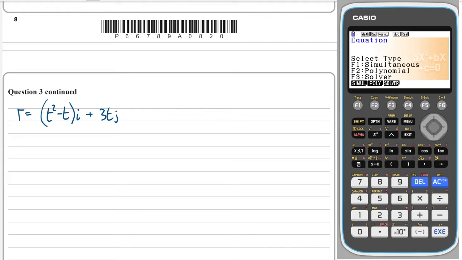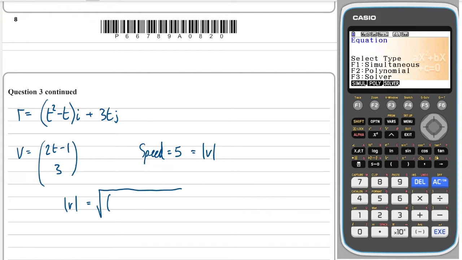So if I were to differentiate this, I would get the velocity. Differentiating the i is going to give me 2t minus 1, and differentiating the j is going to give me 3. So those are the two components of velocity, and I believe it said I wanted the speed to equal 5. And remember, the speed is the magnitude of the velocity. So to take the magnitude of the velocity, I would use Pythagoras, and I would say that the magnitude of the velocity is equal to the square root of both the components squared. So that's 2t minus 1 squared plus 3 squared, and we want that to equal 5.